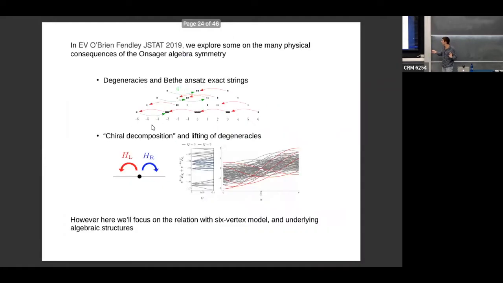There are many interesting consequences, which we explored in this paper, and I won't give details here because that's not the main point, but there are many interesting physical consequences, in particular on the Bethe-Ansatz solution of these models. But here, instead, what we want to focus on is more the relation of all I'm saying here with the six-vertex model, which for the moment I guess is quite obscure, and, as I was advertising, the underlying algebraic structures.